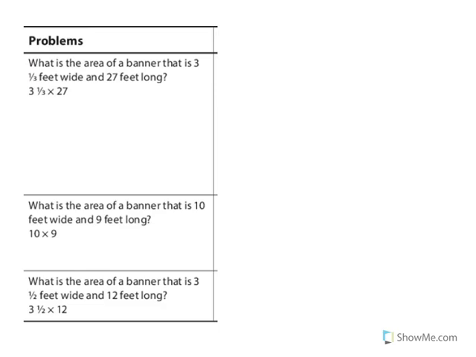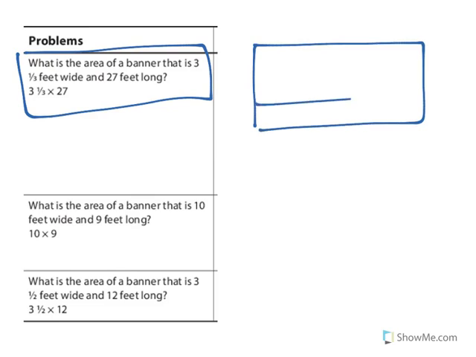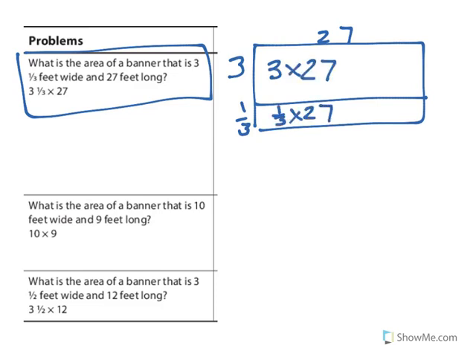Now that you've paused the video, hopefully you thought for this first problem, what is the area of a banner that is 3 1/3 foot wide and 27 feet long? Hopefully you thought to yourself, well, I know that I can always rely on the area model. So I split this up into 3 1/3 times 27, so that I had the problem 3 times 27 and 1/3 times 27. Then you would have found that 3 times 27 is 81 and 1/3 of 27 is 9. You would add those two things together and you would find that your banner's area is 90 feet squared.